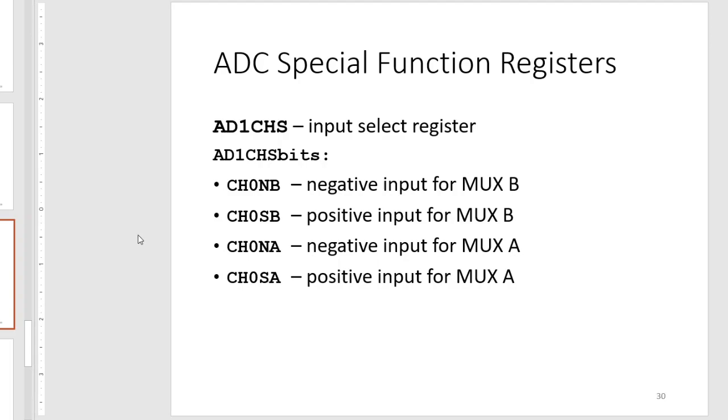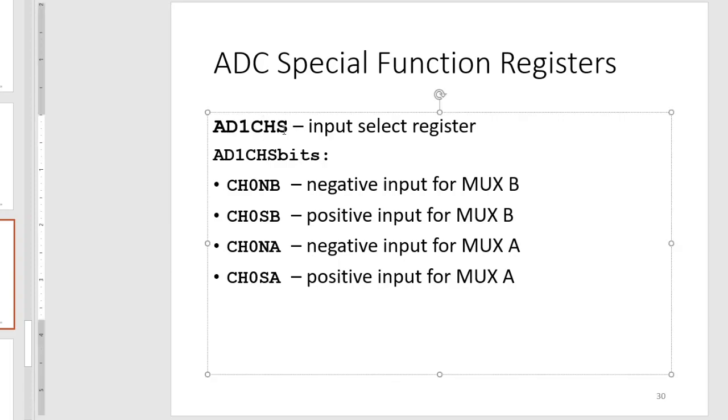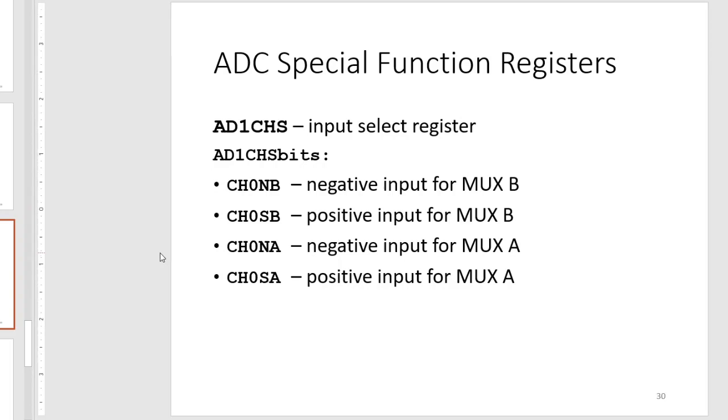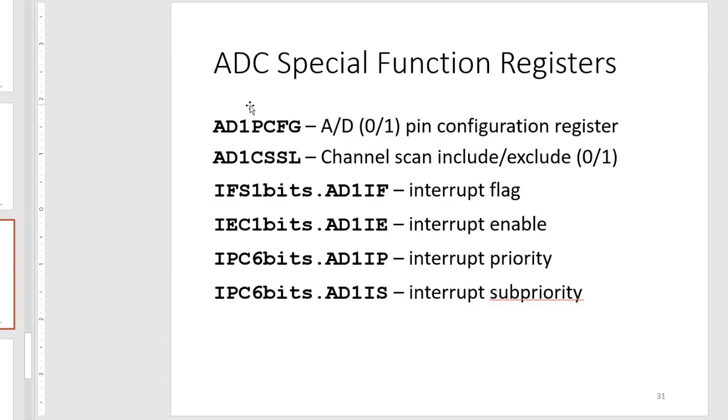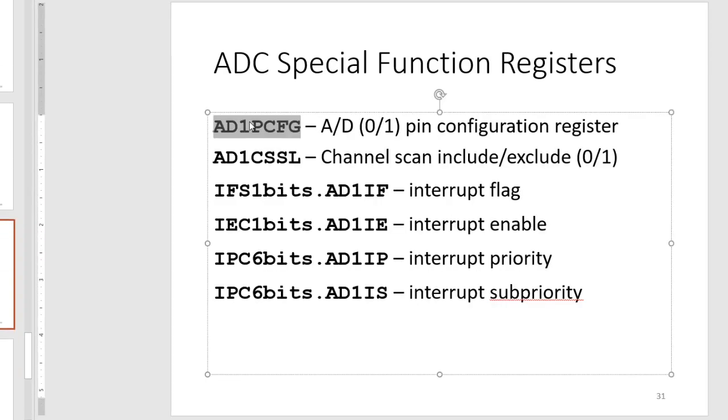Now here are some other registers that concern the ADC. First is the channel select register, or AD1CHS, which is where we set the channel inputs for our MUX B or MUX A setting, for our negative or positive input. Next is the pin configuration register, which you should be familiar with right now since this is what you will be using when you are configuring digital input pins.